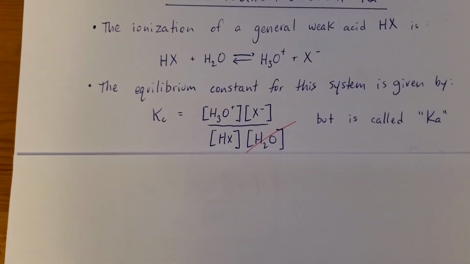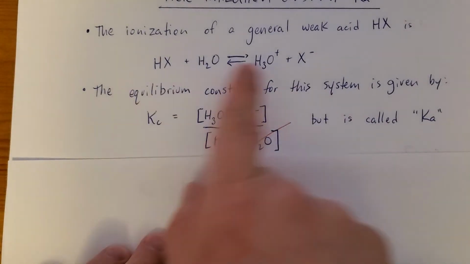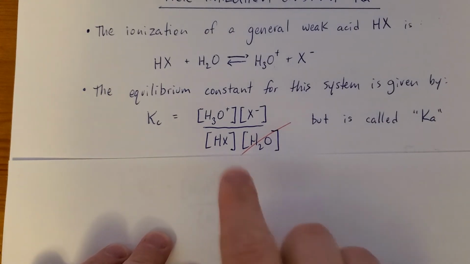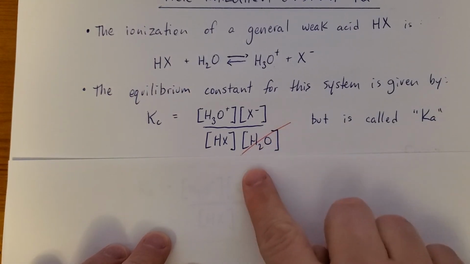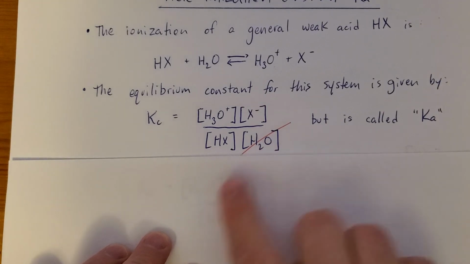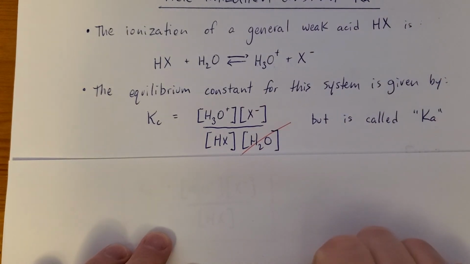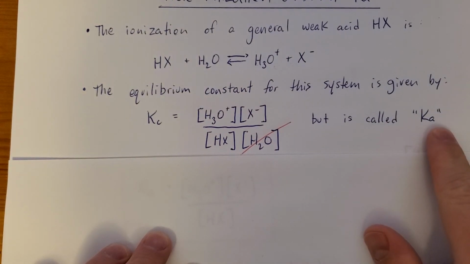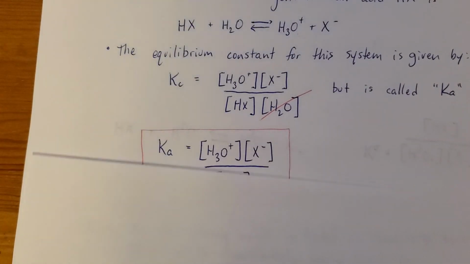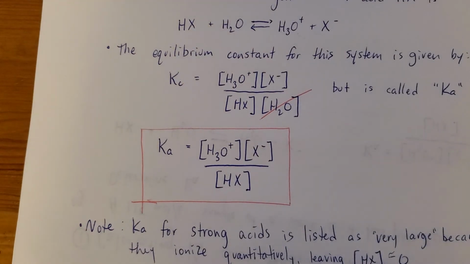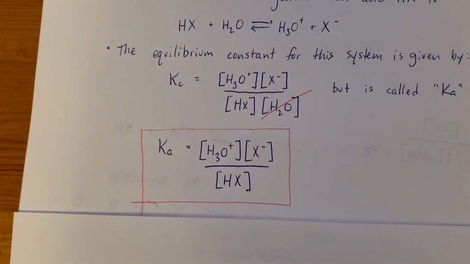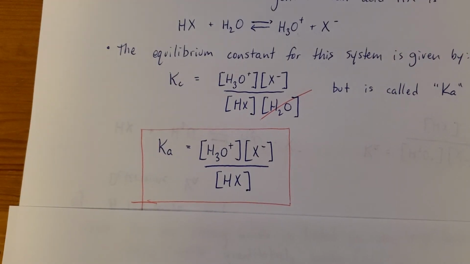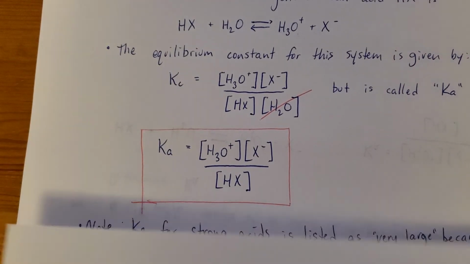Okay, remember it's products over reactants. There are never any coefficients other than 1 in an ionization of an acid or a base, so there's no powers to worry about. We crossed off water because it's a liquid, although I'll talk about that a little bit in a minute. So this is just the equilibrium constant for the ionization of an acid. We call it Ka. All right, so the final form looks like this. So it's the hydronium multiplied by the conjugate base concentration divided by the concentration of the weak acid at equilibrium. All right, we're going to be using this a lot.